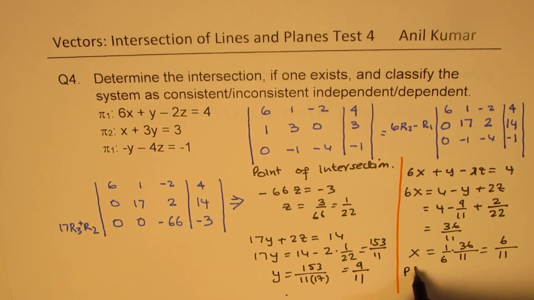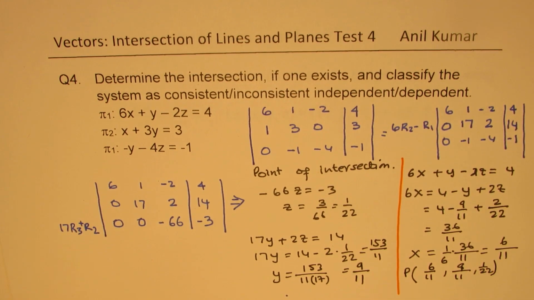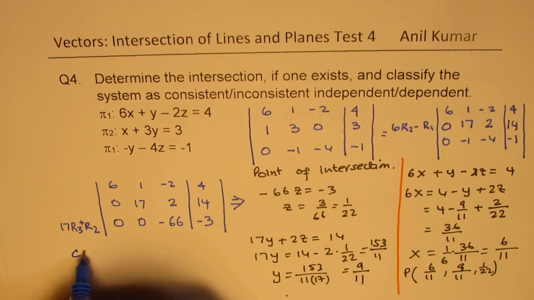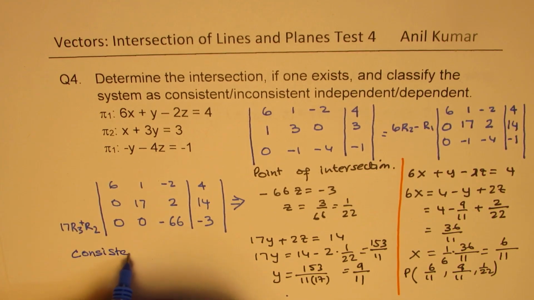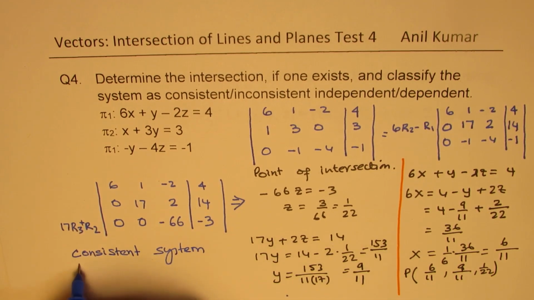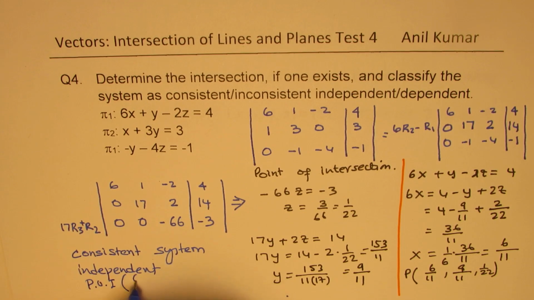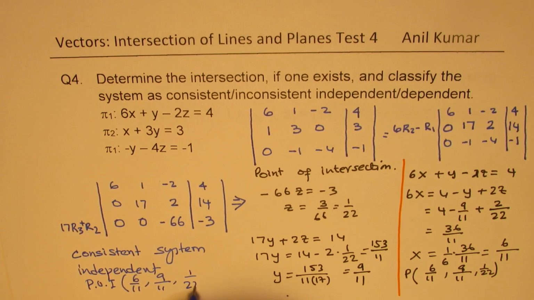So we have a point P whose coordinates are 6 over 11 for x, 9 over 11 for y, and z is 1 over 22, correct? So that is our solution. So we have a consistent system, which is also independent, where the point of intersection is 6 over 11, 9 over 11, 1 over 22.